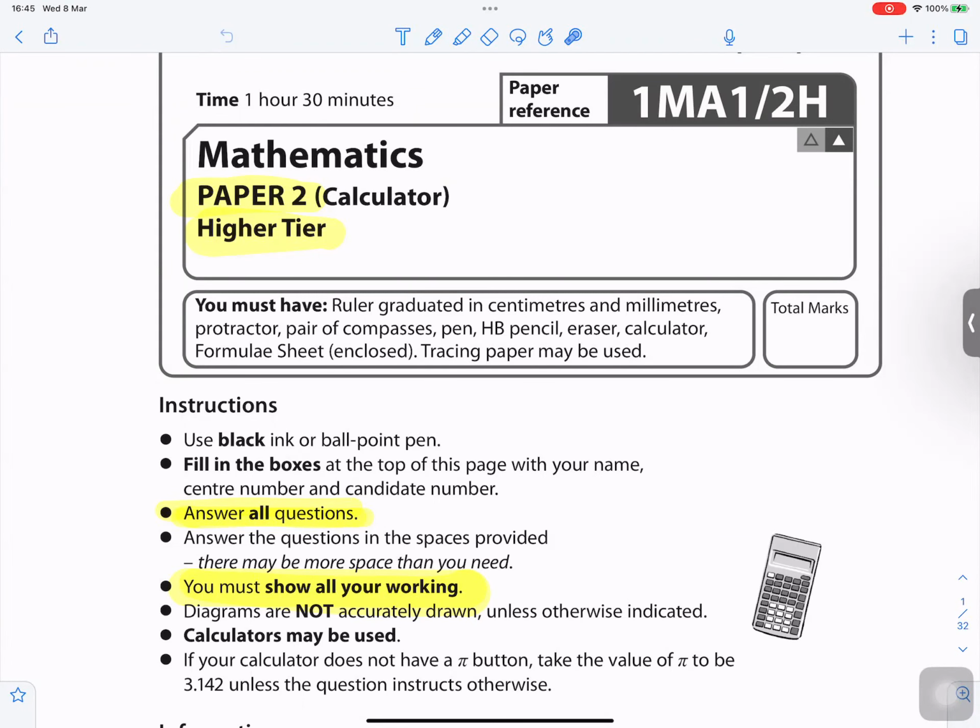2022 Mathematics Paper 2, Higher Tier. Answer all questions. You must show all your working. And the total mark for this paper is 80.